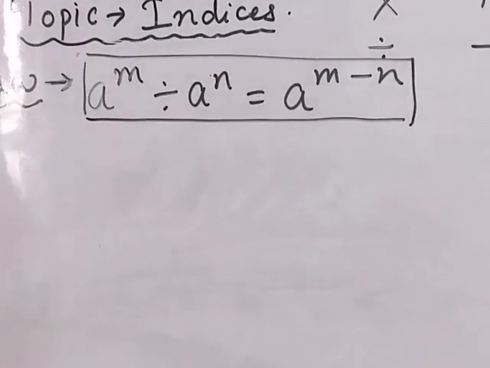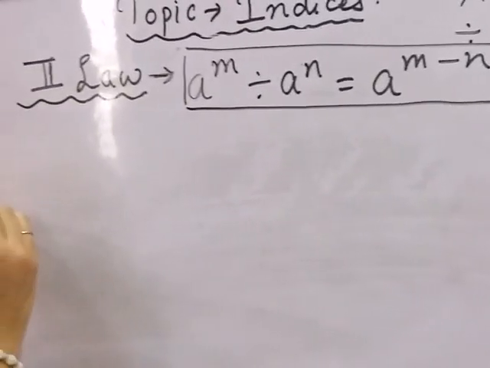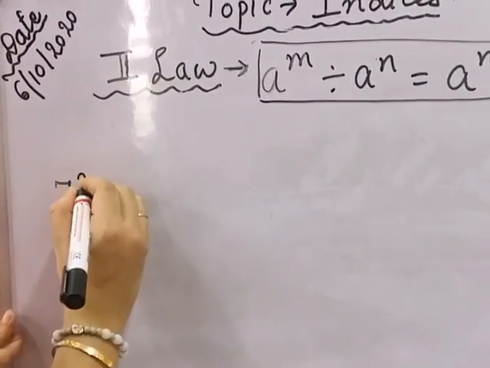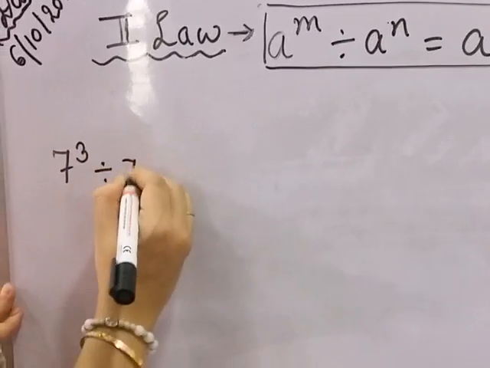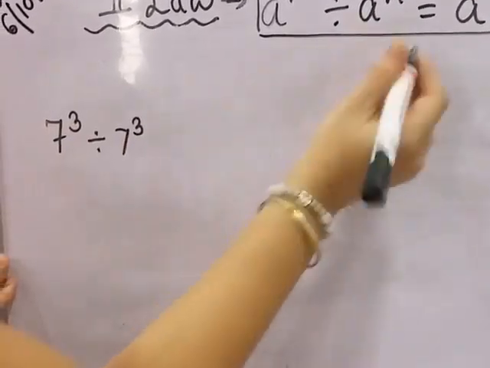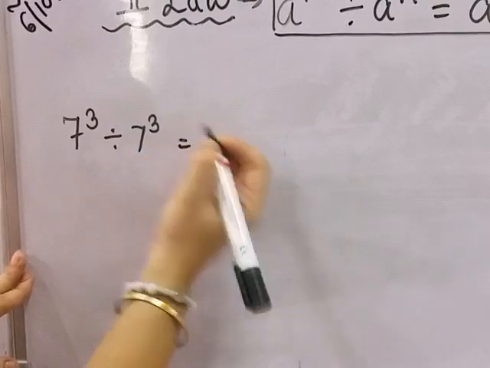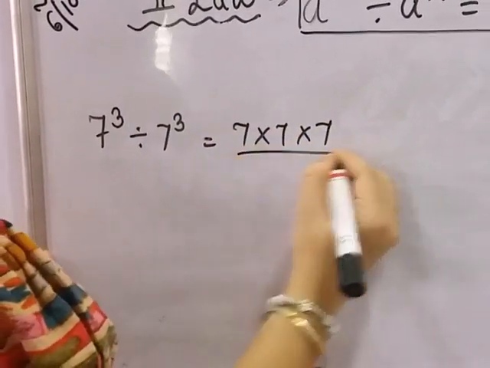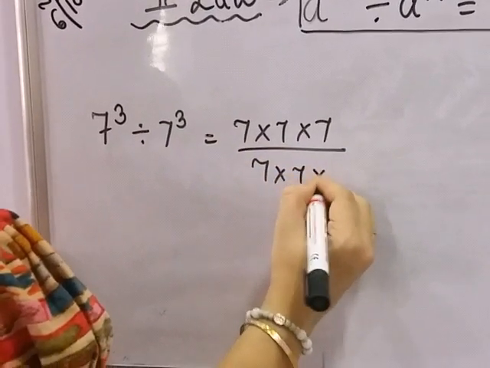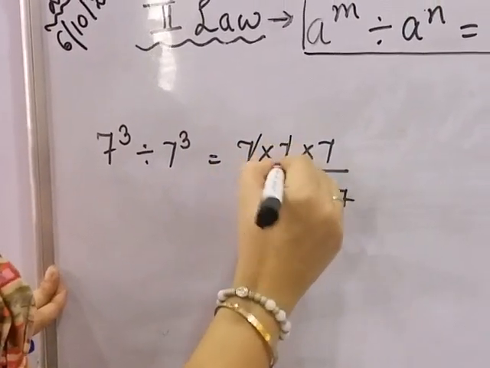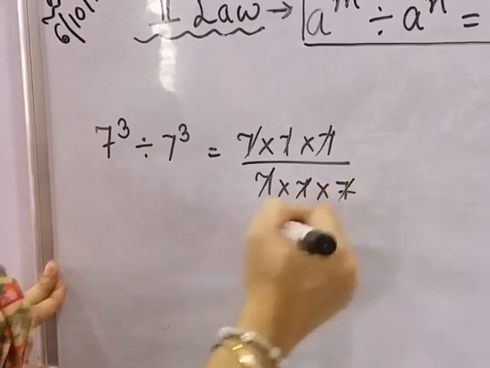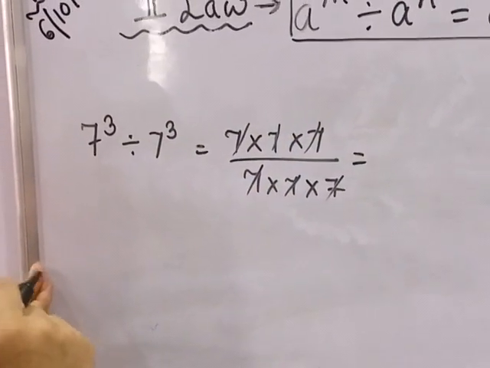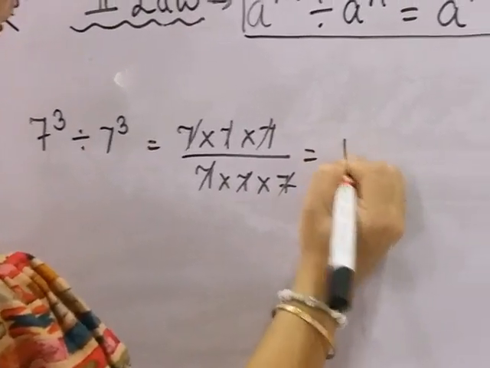Now student, I'll show you one more thing. Suppose I'm taking 7 raised to 3 divided by 7 raised to 3. If I apply this, we'll just take it in the multiplication form. All the 3 sevens from the numerator and denominator just cancel. So when nothing is left in the numerator and denominator, what is the answer we are going to get? Yes, we are going to get the answer 1.